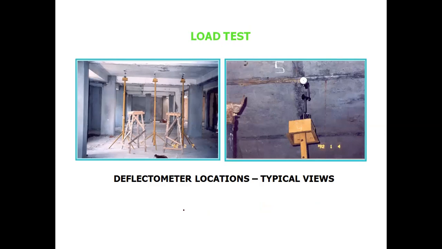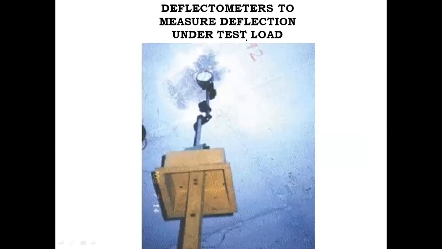One more thing, remember the load won't be applied all at a time. They apply the load gradually. Initially they may place 100 kilonewton, and then bag by bag, that's how they provide the load. For that, they measure the deflections continuously: for this load, what is the deflection? For this load, what is the deflection? That's how they check the deflections for the respective loads. This is how the deflectometers are placed at the locations. This is the typical view. These are the deflectometers, used to measure deflections under the load test.